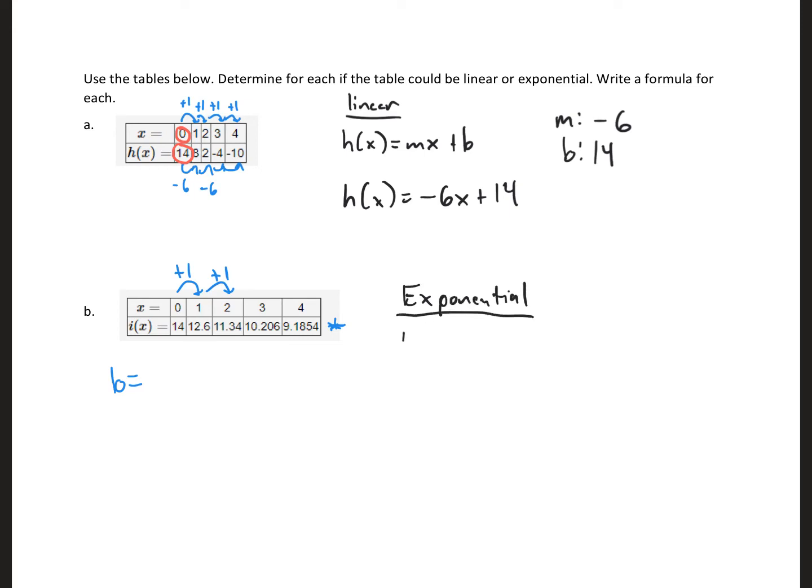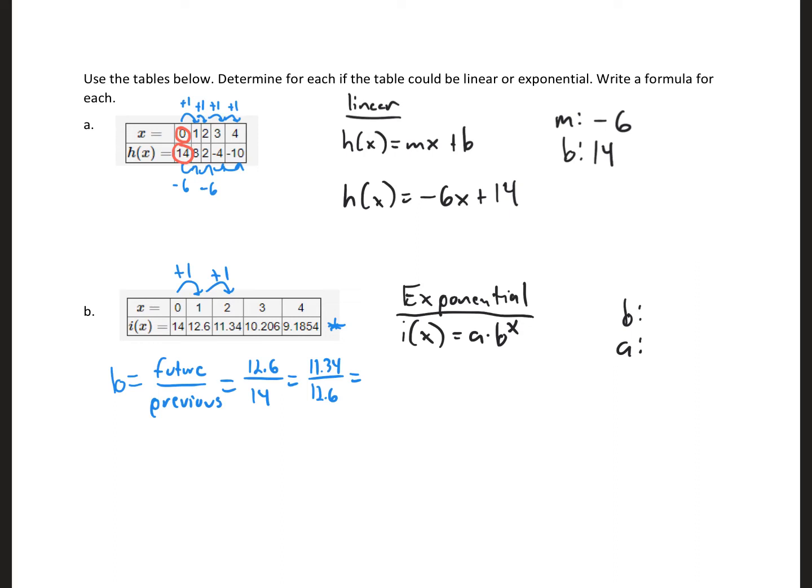So this function is going to be in the form i of x equals a times b to the x. So we need to find b and a. To find b, we look for a proportional change. We take a future output and divide it by a previous. And so here, if I was to take the future output of 12.6 and divide it by the previous one of 14, it should be equal to 11.34 divided by 12.6, and so on and so on.